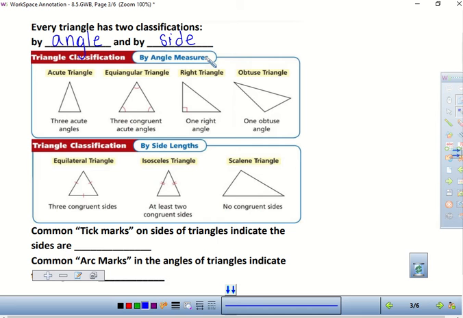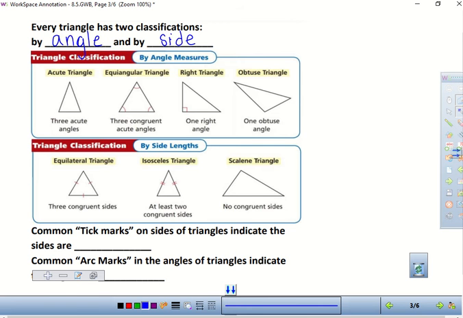So we have an acute triangle, an equal angular triangle, a right triangle, 1 right angle, makes it a right triangle. And then we also have an obtuse triangle, which has 1 obtuse angle. Okay? A triangle can only have 1 obtuse angle. It cannot have more than that, or it's not a triangle.